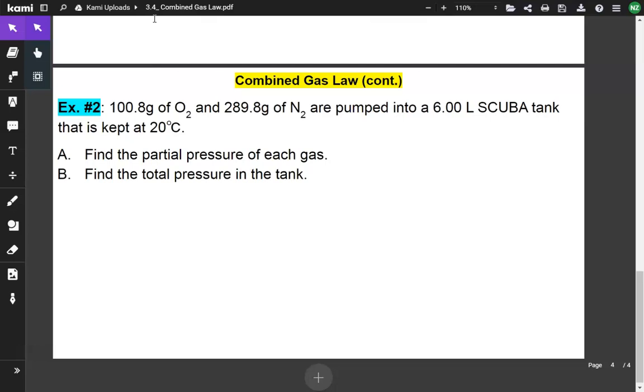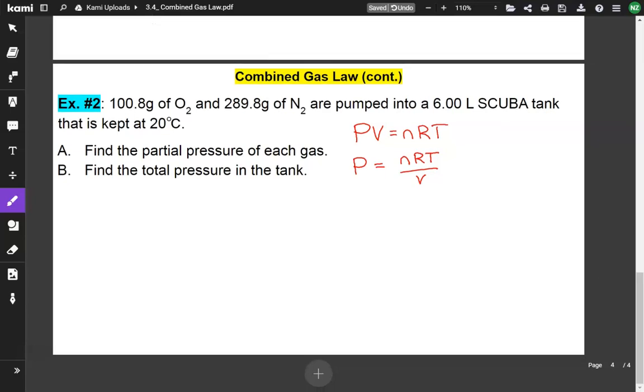All right, so the first thing we need to do is figure out our pressures individually of oxygen and nitrogen. We're still going to be using our ideal gas law equation, PV equals nRT. We're trying to isolate the pressure, so pressure is equal to nRT over the volume. That's the equation we're going to plug into. Now, oxygen and nitrogen are given in grams, not moles, so our first step is to take our grams and convert it to moles.